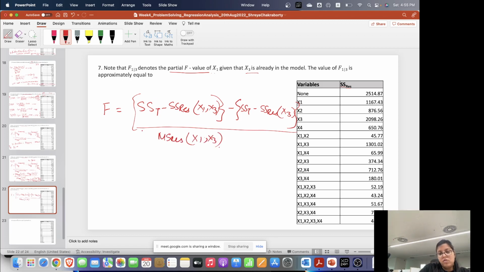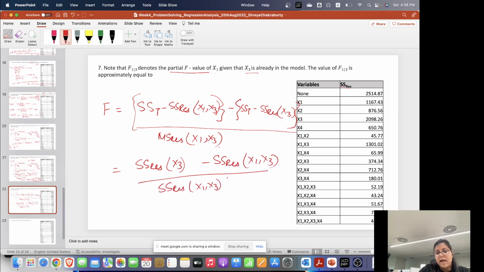So this SS total and SS total will cancel and we will get SS residuals due to x3 minus SS residuals due to x1 and x3, by SS residuals due to x1 x3 by df of the model with x1 and x3.